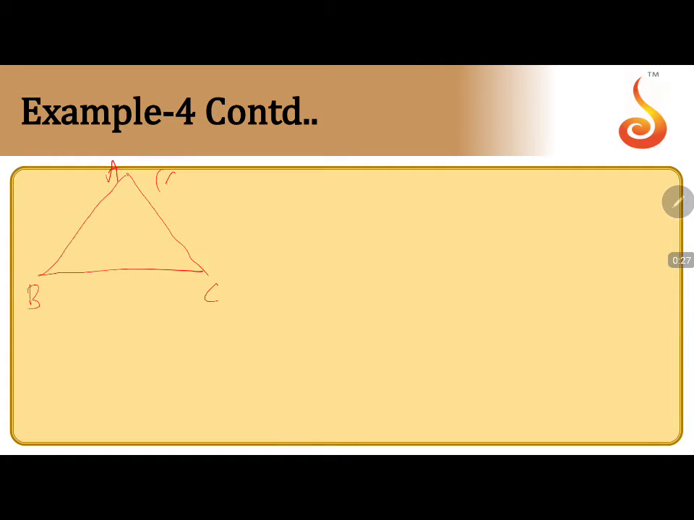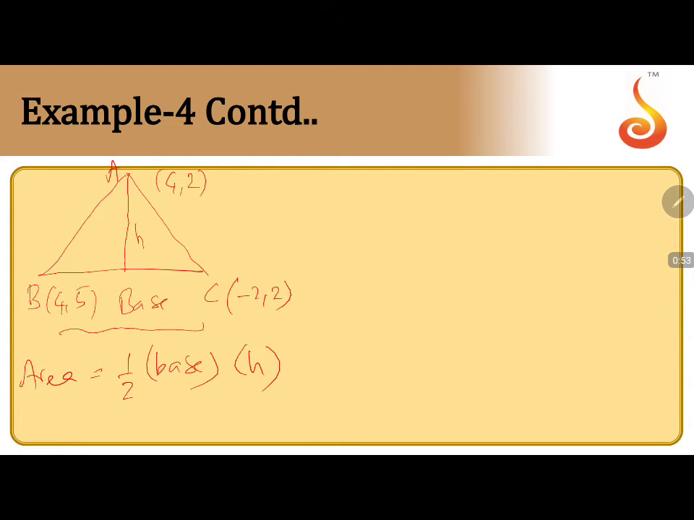In this, A coordinates are (4, 2), B coordinates are (4, 5), C coordinates are (-2, 2). This is the altitude h. This is side BC, the base. We know area is equal to half base into height. Therefore, if you take this as delta, height will be equal to 2 into delta divided by base.